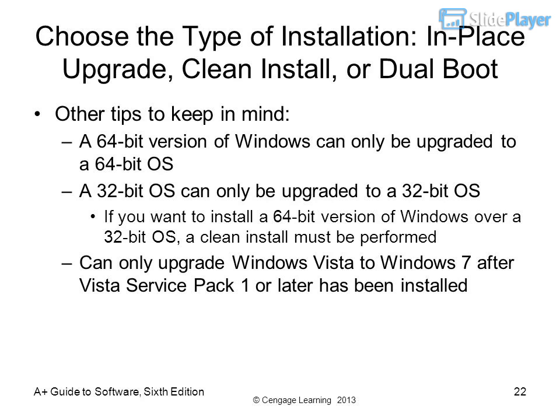A 64-bit version of Windows can only be upgraded to a 64-bit OS. A 32-bit OS can only be upgraded to a 32-bit OS. If you want to install a 64-bit version of Windows over a 32-bit OS, a clean install must be performed. You can only upgrade Windows Vista to Windows 7 after Vista Service Pack 1 or later has been installed. A+ Guide to Software, 6th edition.